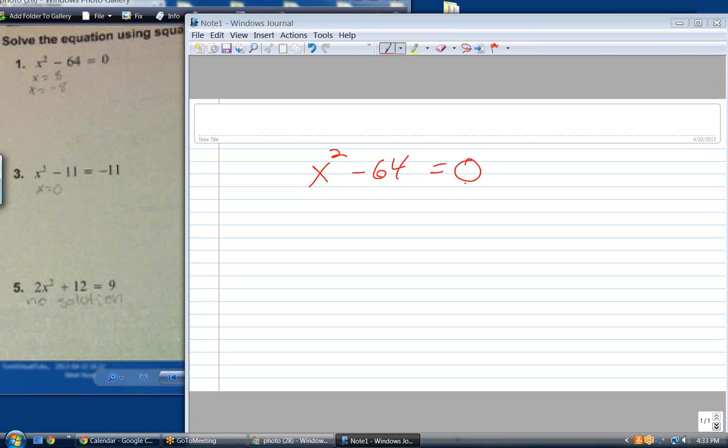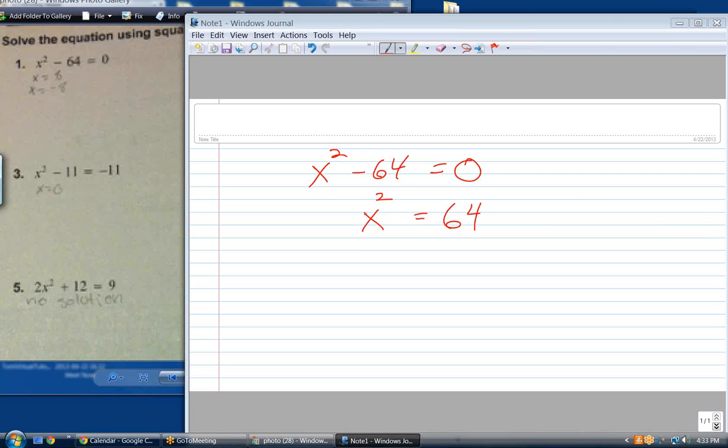So what's the first step that I want to do here? Marina? Add 64. Okay, that gives me this. Now what? Find the square root. I want to take the square root of both sides.